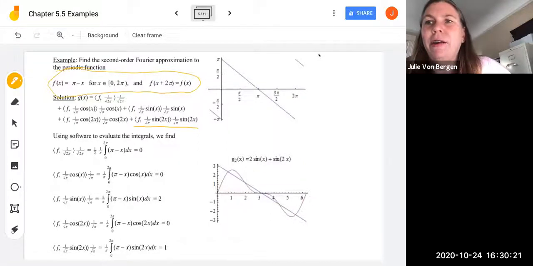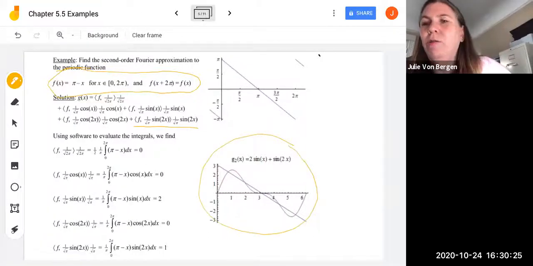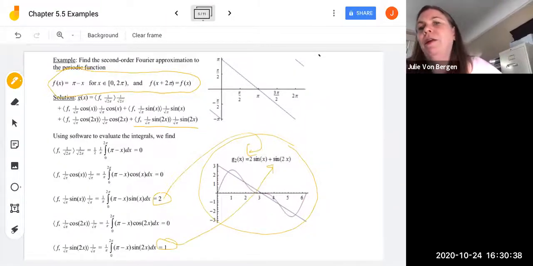And so here is our second order G2 of x equals 2 sine 2x, and that 2 is coming from right here. And then plus 1 sine of 2x, so that coefficient 1 is coming from here. And so we see it's a so-so fit. That's our pinkish curve fitted to the line there. And so the first graph was our function pi minus x.